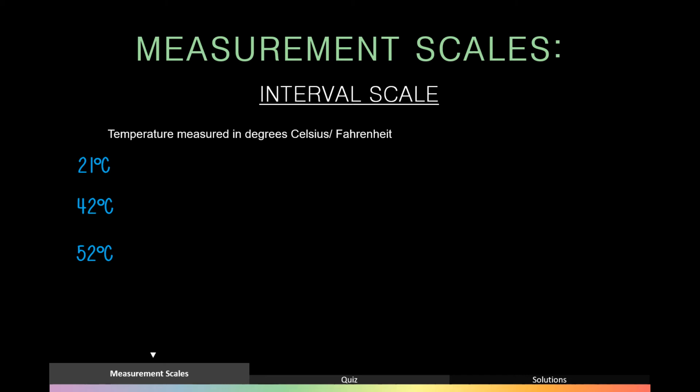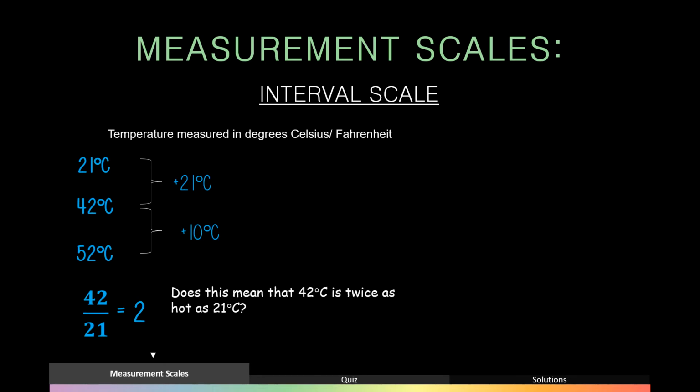Now we can see that the difference between 21 degrees and 42 degrees is 21 degrees, and 42 degrees and 52 degrees is 10 degrees Celsius. So this tells us that our differences are meaningful. However, are our ratios meaningful? That is, if we take 42 and divide it by 21, we get the number 2. And what this is telling us, if our ratios are meaningful, is that it is twice as hot at 42 degrees Celsius than it is at 21 degrees Celsius.